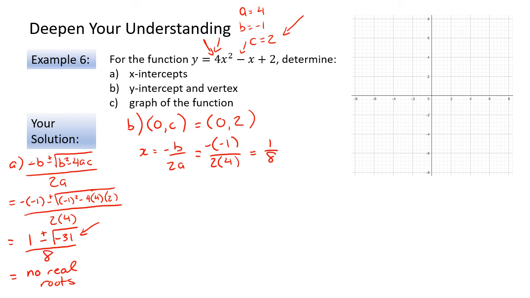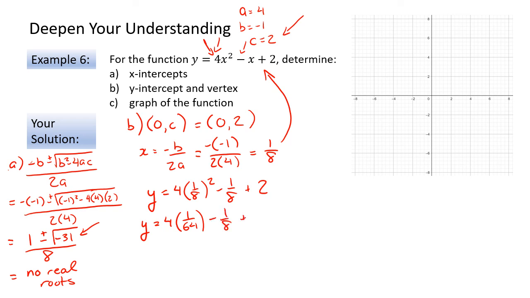Your y coordinate is calculated by substituting 1 over 8 into the equation. So we get y equals 4 times 1 over 8 squared minus 1 over 8 plus 2. Again, I will do this in fractions. You are more than welcome to just substitute these into your calculator and solve. So we get y equals 4 times 1 over 64, squaring both terms, minus 1 over 8 plus 2, which is 4 divided by 64, can simplify to 1 over 16.